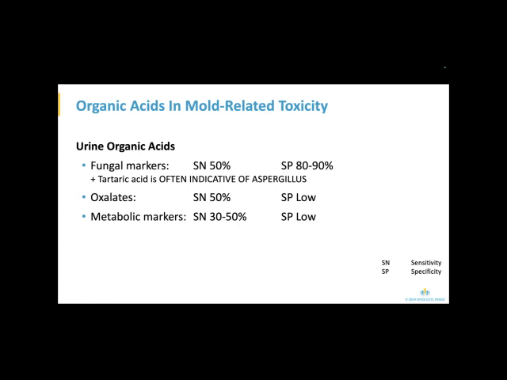There's Mosaic that has the most expansive kind of microbial marker. And then there is Genova Diagnostics that has some of the fungal markers like tartaric acid and arabinose. The accuracy of those fungal markers is about 50%. So the SN is sensitivity. So basically 1 in 2 times of mold-related toxicity, you will get a totally normal looking test.